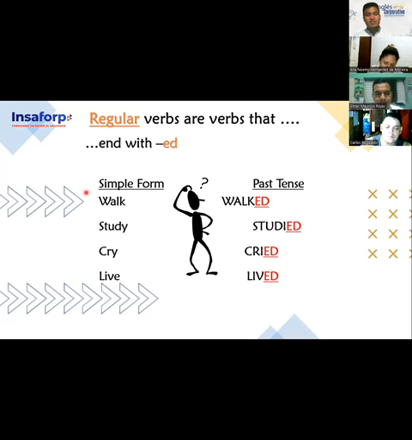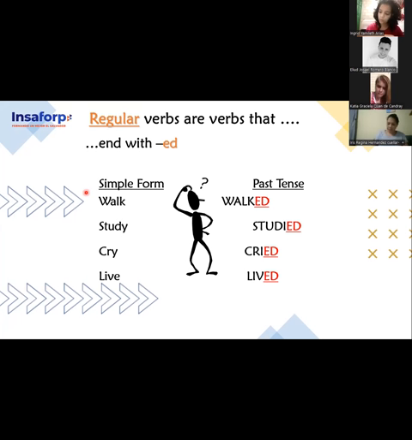So let me see, can I have a volunteer to make this pronunciation? Me, teacher. Who is Eliud? Eliud, okay. Go ahead, Eliud. Simple form, walk. Okay. Study, studied. Cry, cried. Live, lived. Okay, Iris, let me see if you remember that. Walked. Studied. Okay. Cried, lived.